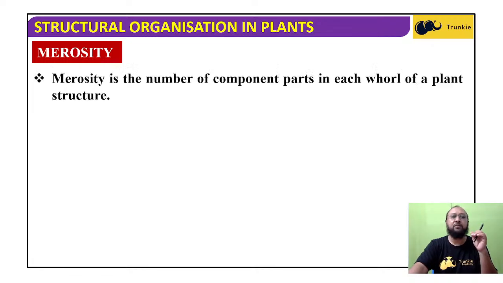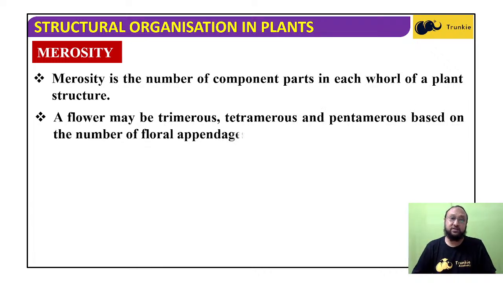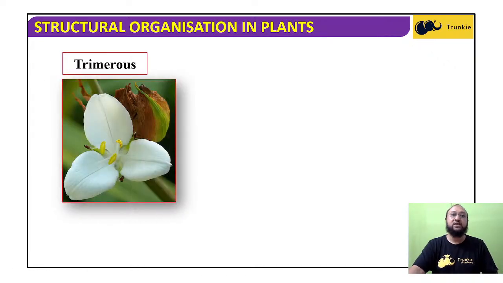Now we come to merosity. Merosity is the number of component parts in each whole of a plant structure. A flower may be trimerous, tetramerous or pentamerous based on the number of floral appendages. Trimerous, tetramerous and pentamerous flowers have floral appendages in multiples of 3, 4 or 5 respectively. Now we will see trimerous.